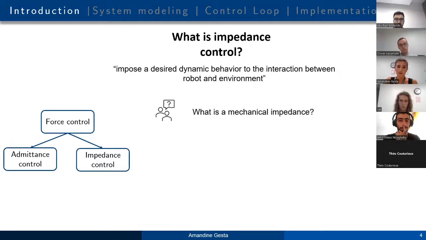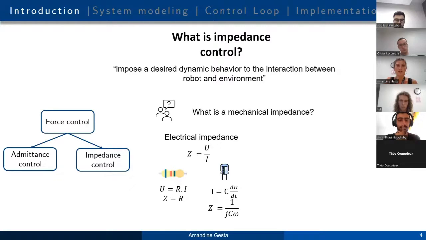And what is mechanical impedance? You probably already know electrical impedance, which is the ratio of voltage to current. You have typical components like resistors or capacitors, and the impedance Z is linked to the resistive or capacitive coefficient. It's a bit the same thing for mechanical impedance, so we can do an analogy between both of them. The mechanical impedance is the ratio of the force to the velocity.